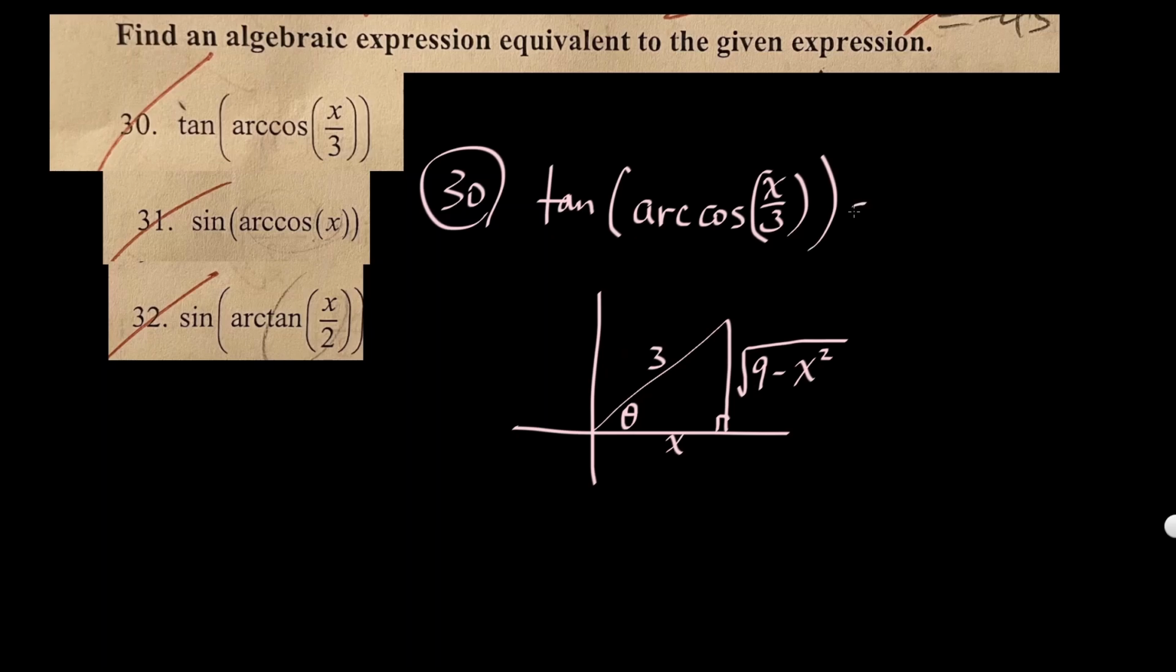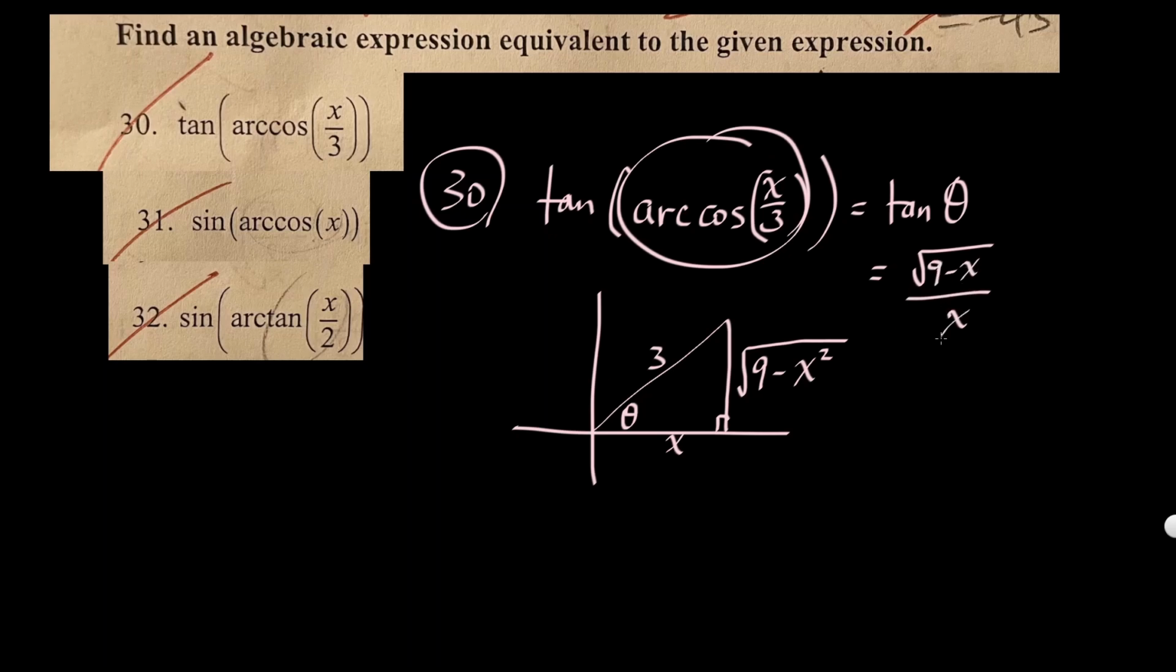And then that's equal to tangent of that angle. Remember, this is the angle right there, theta being the angle there. It's just going to be the tangent of this triangle, so opposite, which is the square root of 9 minus x squared, everything over adjacent, x. So that should be the answer to number 30.